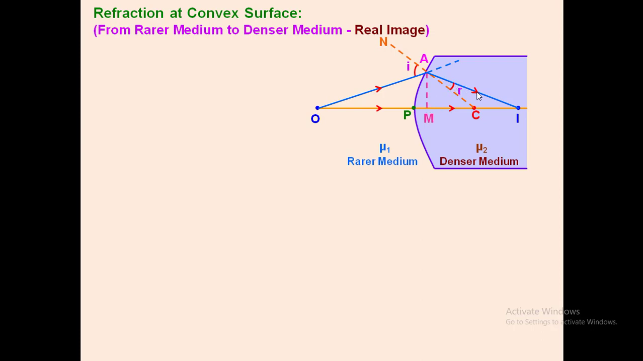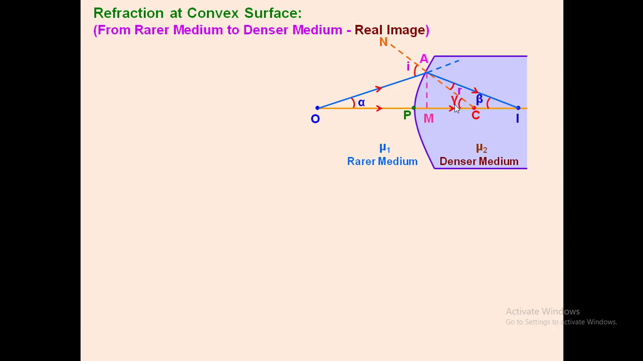Now this is the refracted ray, which makes an angle R with respect to the normal. It is taken as the angle of refraction. Let the incident ray OA make an angle alpha with respect to the principal axis. The refracted ray makes an angle beta with respect to the principal axis, and the normal makes an angle gamma with respect to the principal axis.